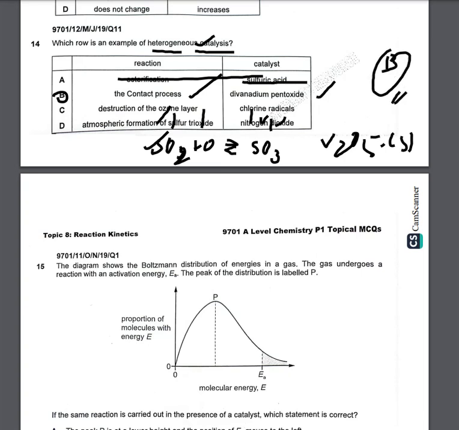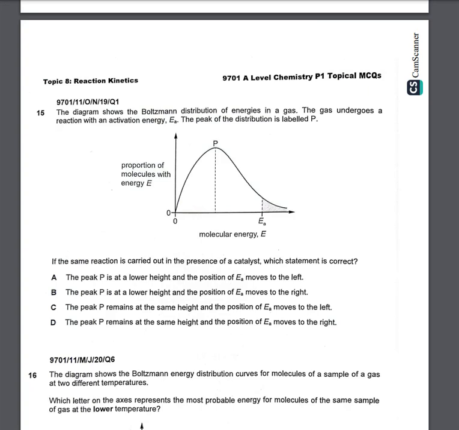B is your right answer. So question number 15 is, the diagram shows the Boltzmann distribution of energies in a gas. The gas undergoes the reaction with an activation energy E. The peak of the distribution is labeled P. If the same reaction is carried out in the presence of catalyst, which statement is correct?